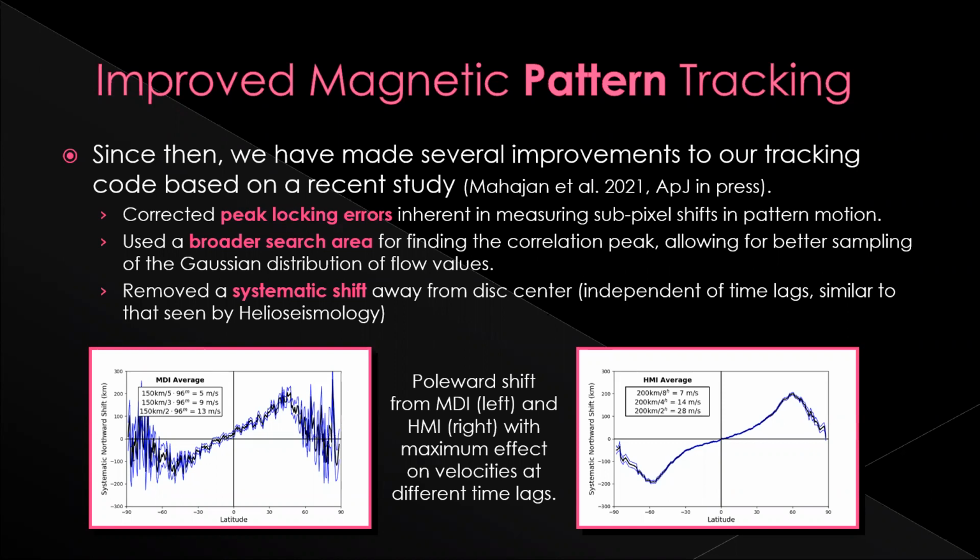We removed a systematic shift away from disk center. This shift is independent of time lags, and it's analogous to the same shift that has been seen in helioseismology. We can quantify and remove this shift by comparing tracking results using the different time lags. Here I'm showing the shift in the meridional circulation and how it varies with the different time lags. We find that overall, with any time lag that you use, you get a shift of about 200 kilometers per second, and so we remove that.